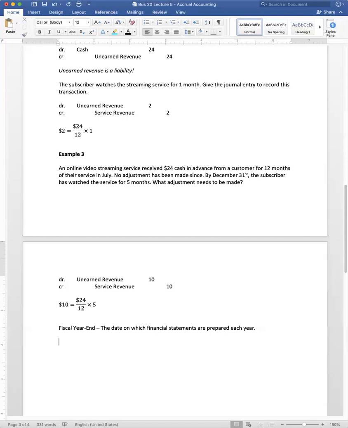Now, what do you think is the most popular month end for companies to choose for their year end? Well, the answer is December 31st, right? December 31st is the end of the calendar year, so it's convenient to also have that be the end of your financial year. So approximately half of the companies in the US choose December 31st as their fiscal year end. The other half generally choose the end of a different month. So any other month, they might pick the end of that.